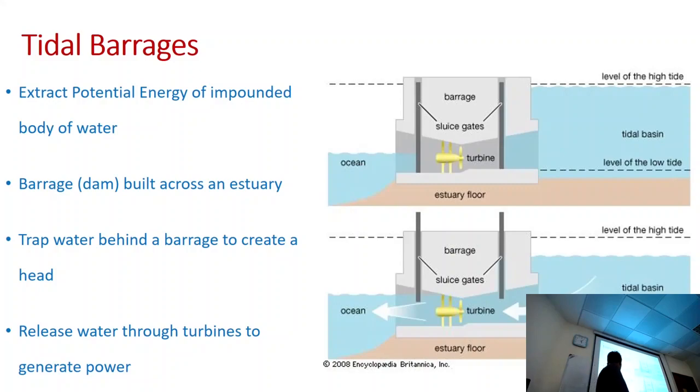So the bad thing about this is that it is not continuous, is it? Because you can collect water only during high tide, and you can release the water up to a certain limit during low tide. But still good, you can generate electricity for half a day.